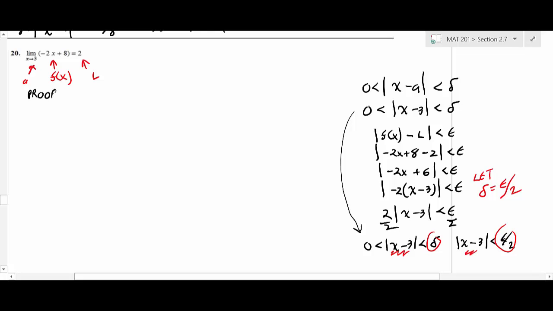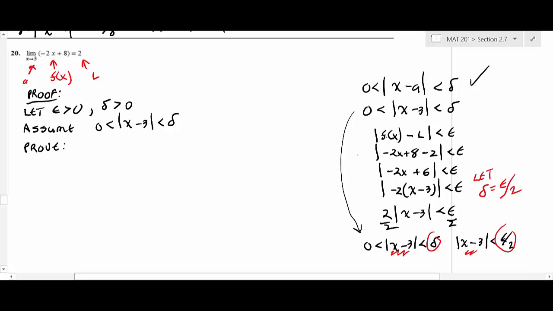Okay, so now we're ready to formally write our proof. The steps are pretty similar, like this. We're going to let epsilon be a positive number. We're also going to let delta be some positive number. And we're going to assume this part; you always assume this part. So we assume that 0 < |x − 3| < delta. And then you're going to try to prove this part: that |−2x + 8 − 2| < epsilon.